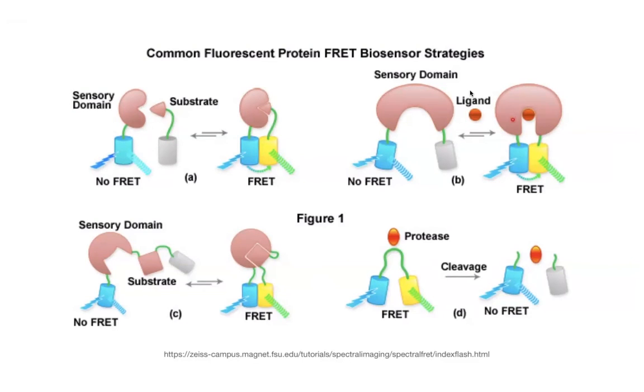Here's another example. This one is intramolecular. So I really need you to know your prefixes. This is intermolecular, inter, between, and intramolecular, intra, within. So basically here your donor and acceptor are on the same molecule, on the same protein, but on different parts. And so what's going to happen is that if the protein undergoes a conformational change, then you can detect that. So this would be an example of a conformational change.